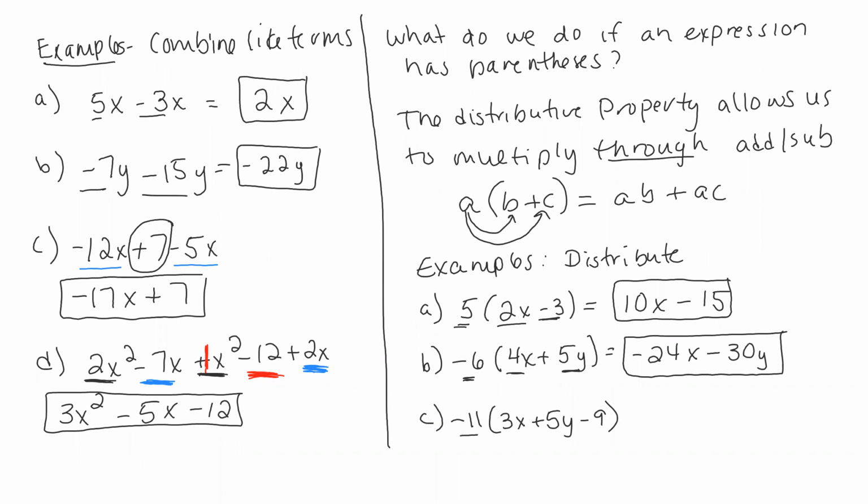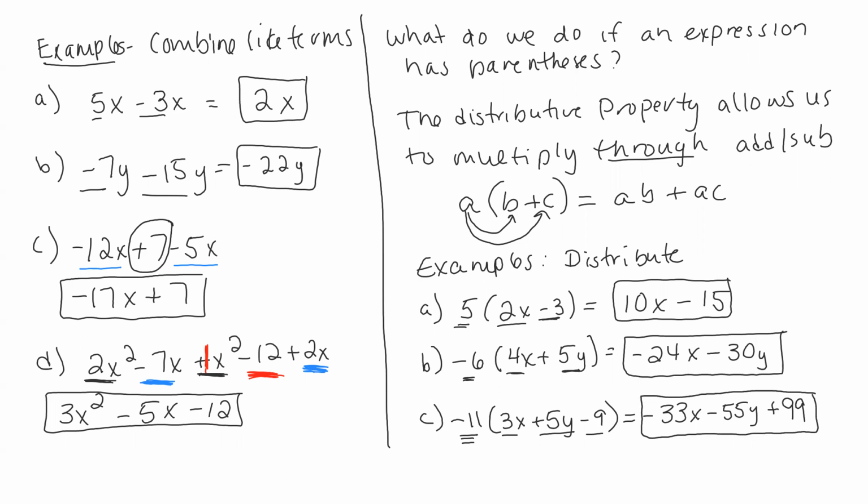I'm going to start with negative 11 times 3x. Well, negative 11 times 3 is negative 33. Keep the x. Now we're going to look at negative 11 times 5y. Negative 11 times 5 is going to be negative 55. Keep the y. And then finally, we're going to look at negative 11 times negative 9. When I multiply two negatives, I get a positive. And then 11 times 9 is 99. And that's it.